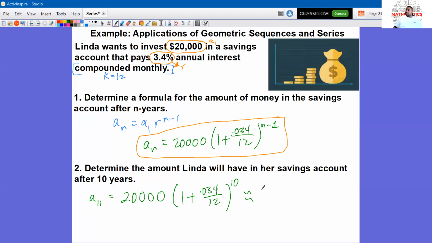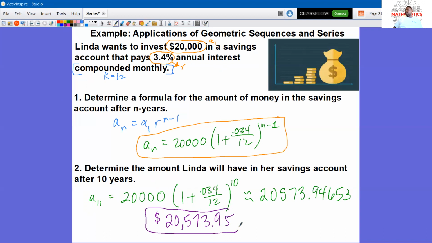So she will have 20,573.94653. So after 10 years, you will have $20,573.95 after 10 years. So she would have gained an additional $573.95 after 10 years.